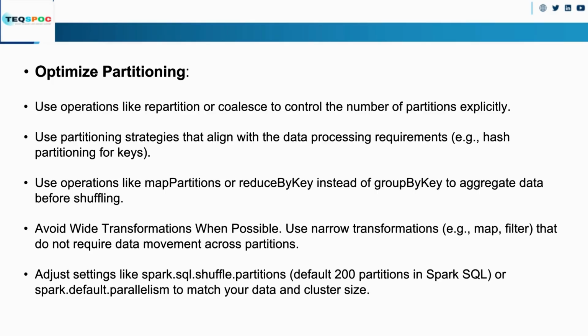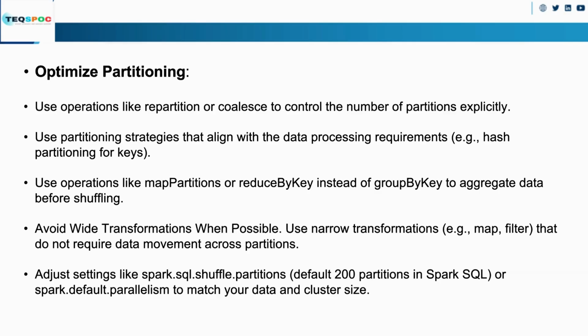Okay, so the last one is probably the most valuable point. Since we're going to be using the wide transformations no matter what, how can we use them in a better way? Adjust the settings like spark.sql.shuffle.partitions, which by default is 200, or spark.default.parallelism, to match your data and cluster size.